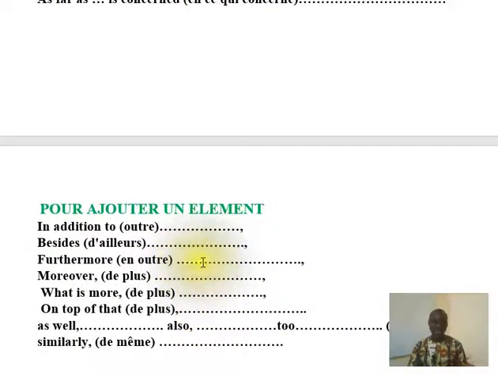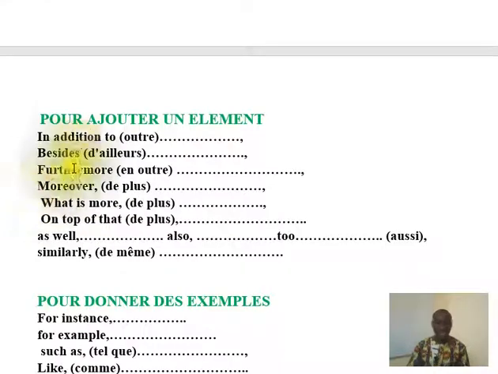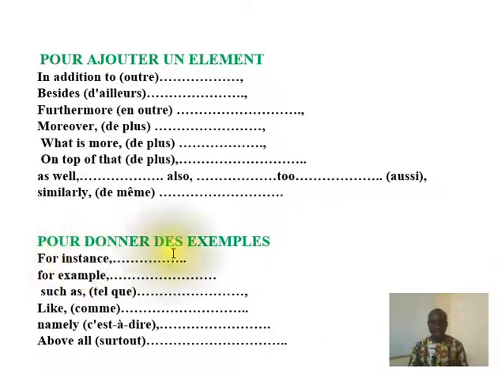And we have seen also how to add an element if you want to add an argumentation, an idea, or something else. We have given some expressions which can be helpful for you. Some of them are: in addition to, besides, furthermore, moreover, what is more, on top of that, as well as, also, and finally, similarly. And to give some examples, there are some expressions, some of them are: for example, such as, like, namely, and above all.